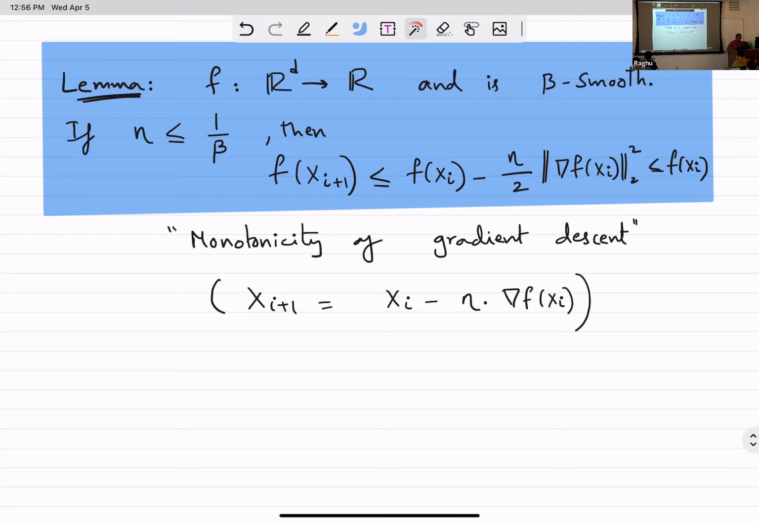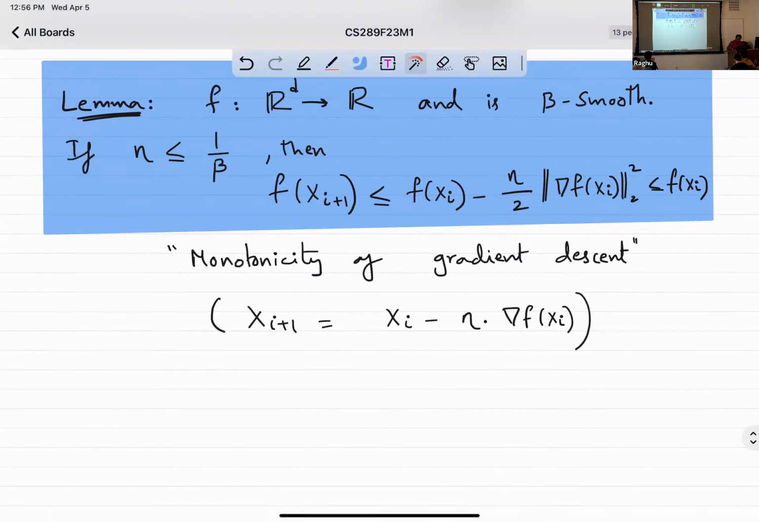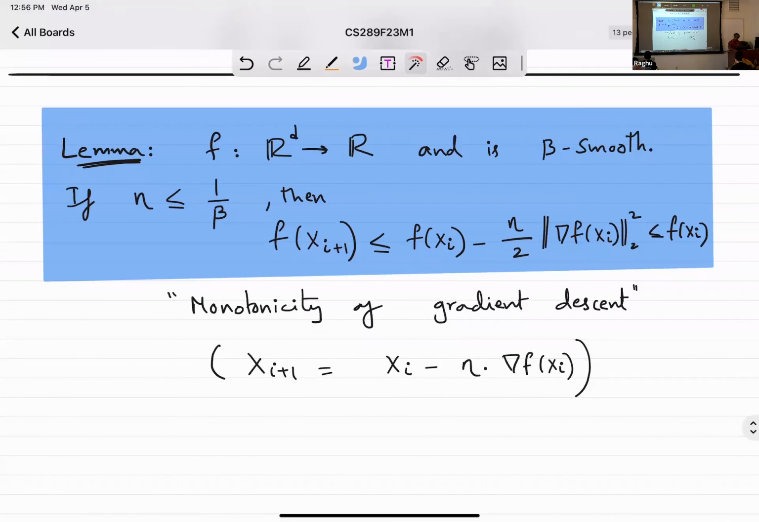Okay, so let's take a 5-minute break, and when we come back, we'll prove the statement. The proof will follow from some properties of, what does the gradient give you? Why is it a good step to take? All right, we'll start in 5 minutes.